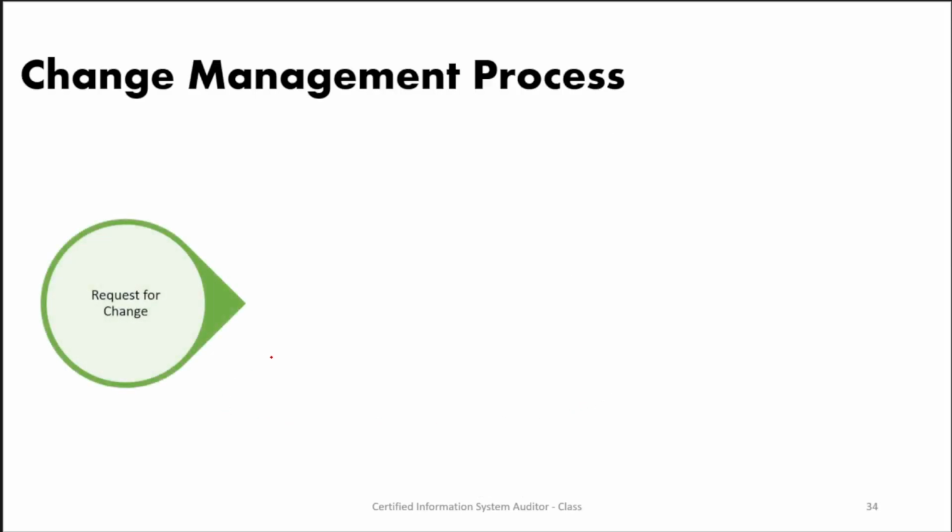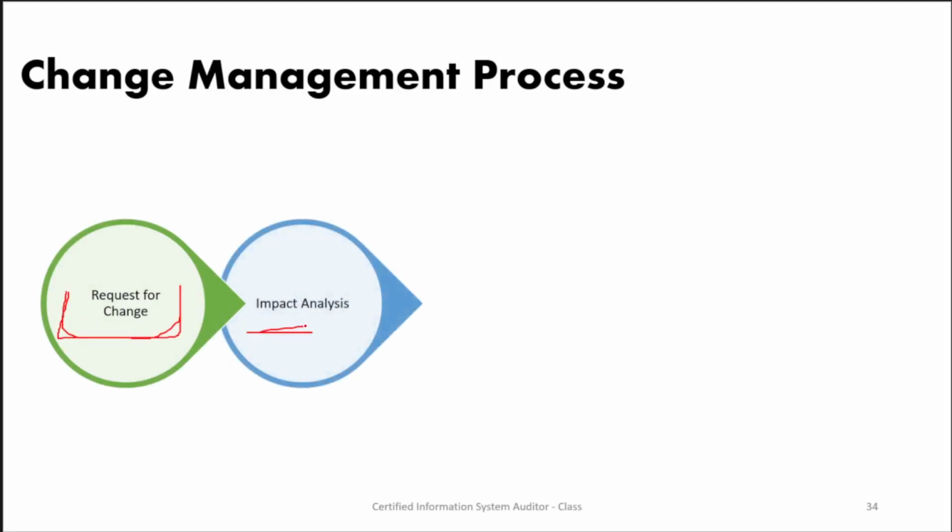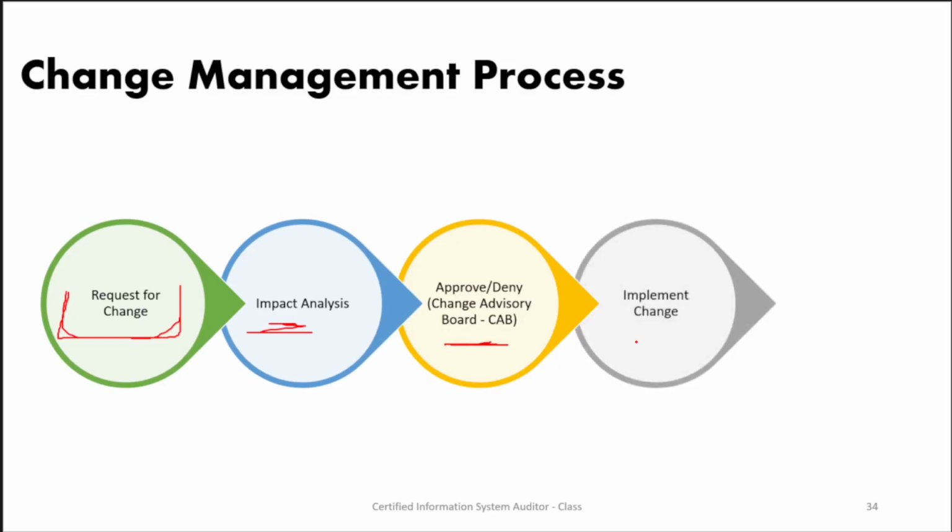So here is the process of change management. First, the change sponsor requests the change, and then we do an impact analysis. Based on that, we approve or deny by the CAB, and then we implement the change, and then we review and report the change.